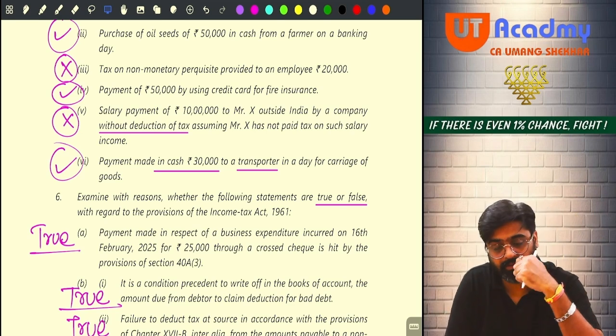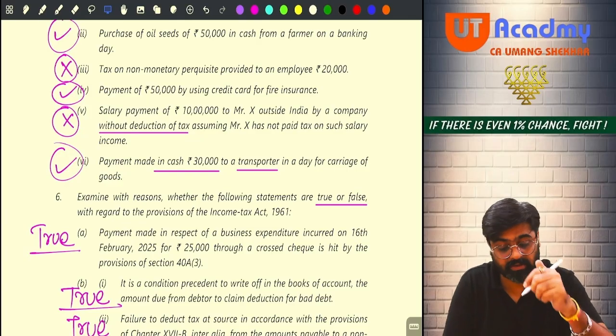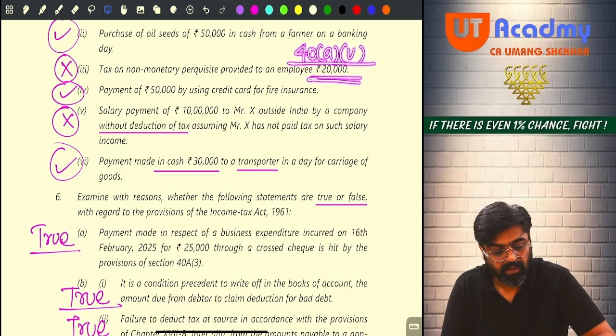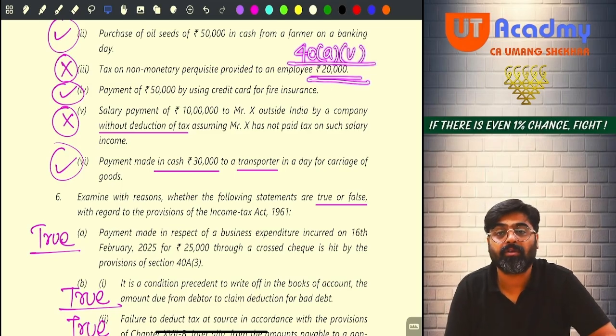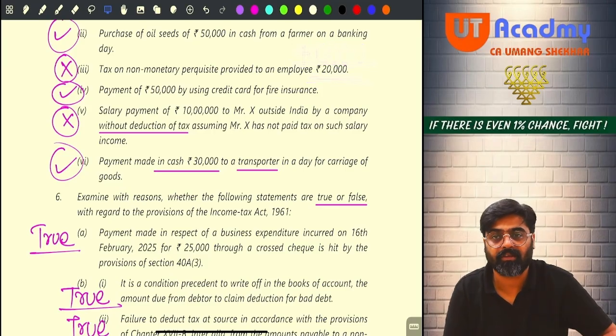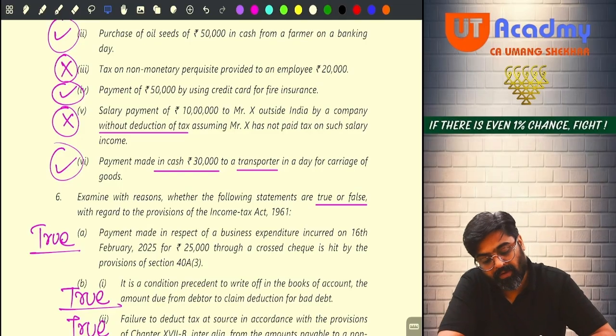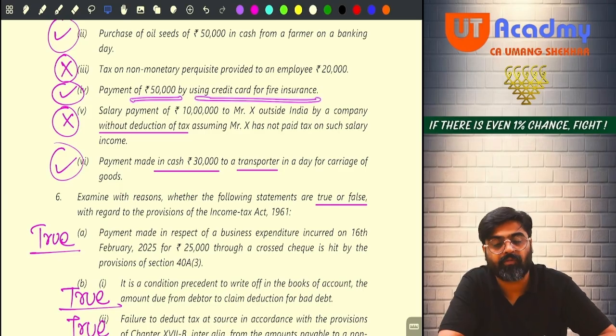Will it be allowed as your business expense? The answer is no. There is one section, 40 clause A, subclause 5. As per that section, any tax on the non-monetary perquisite of the employee paid by the employer, paid by the assessee, will not be allowed as a business expense. Disallowed. Understanding?